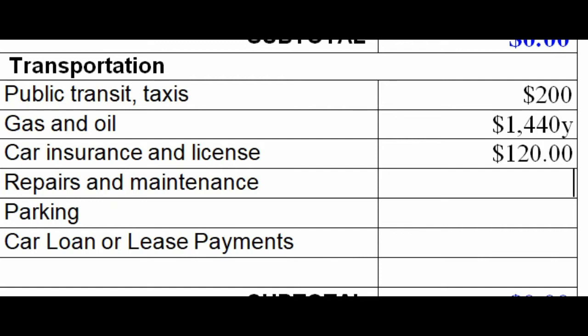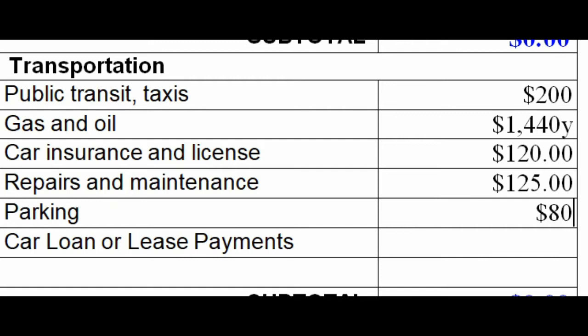Repairs and maintenance, another one that's very difficult to estimate. Get a rough sense of your maintenance for the last year or so. We're going to say $125 a month. And that could account for some more major repairs. Let's say if we know that the transmission is shot and will need to be replaced. Parking, let's assume there's a parking pass of $80 a month.